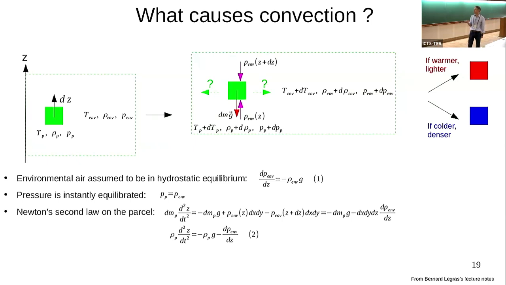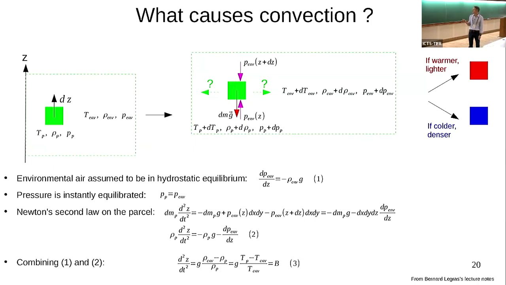And we can write Newton's second law on the parcel. So this is the acceleration. This is the gravity. And these are the pressure from the bottom and the pressure from the top. On the sides, it doesn't matter, it's balanced. So if you put that together, this P environment of z and P environment of z plus dz, you have the derivative that appears here. And so you can put that together to have the acceleration, d2z/dt2, as the gravity and the pressure force. Very simple. Okay, this is equation 2.